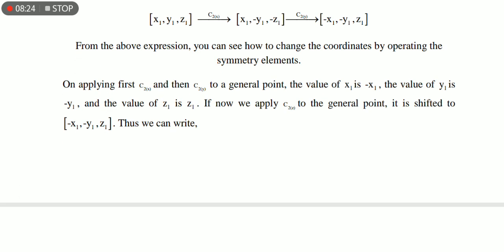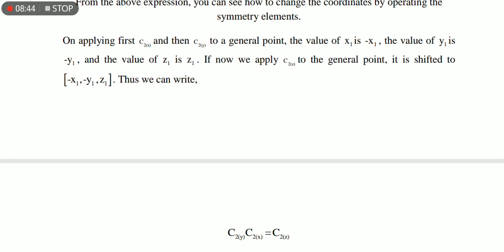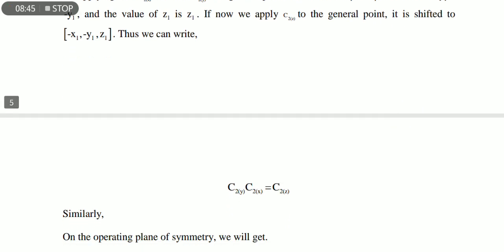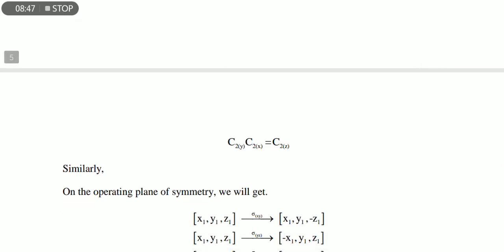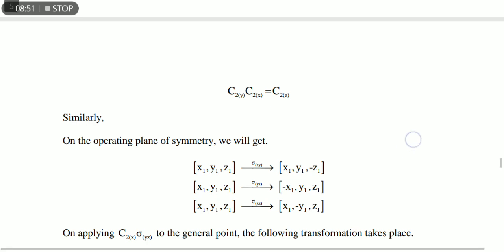On applying first C2 along the x-axis and then C2 along the y-axis to a general point, the value of x1 is minus x1, the value of y1 is minus y1 and the value of z1 is z1. If we now apply C2 along the z-axis to the general point, it is shifted to minus x1, minus y1, z1. Thus we can write C2y into C2x is equal to C2z.